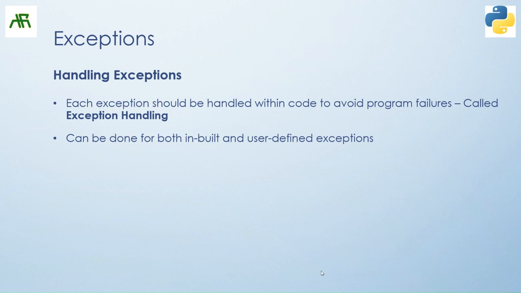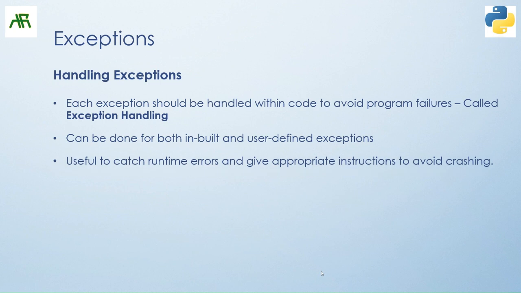So it's basically to avoid the program from crashing. Exceptions can be handled for both inbuilt and user defined exceptions, and are useful for catching runtime errors and giving appropriate instructions to avoid crashing. Of course, syntax errors are going to come up by default, but for runtime errors like trying to open a file that is not present, instead of letting the program crash, you can always try to see if a file can be opened, if it is appropriate to do so. So some kind of operations can be done with the exception handling.